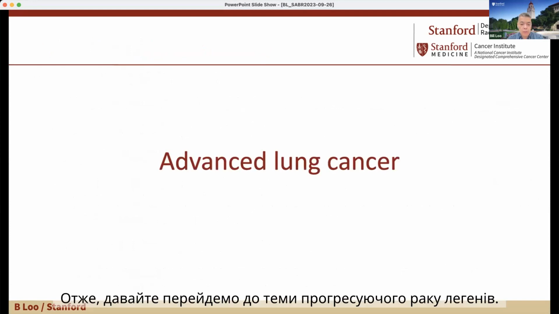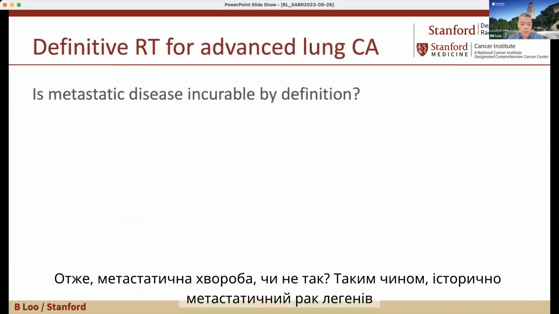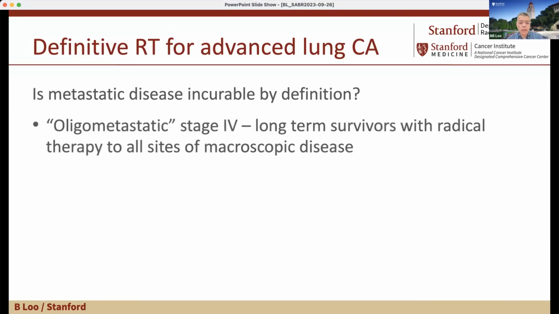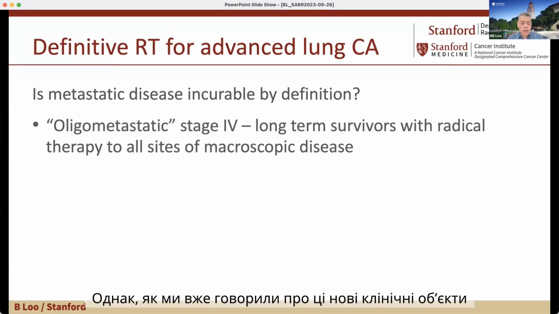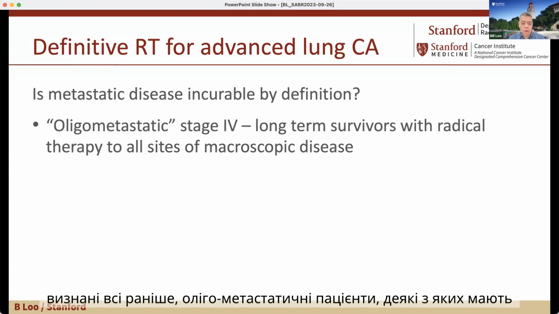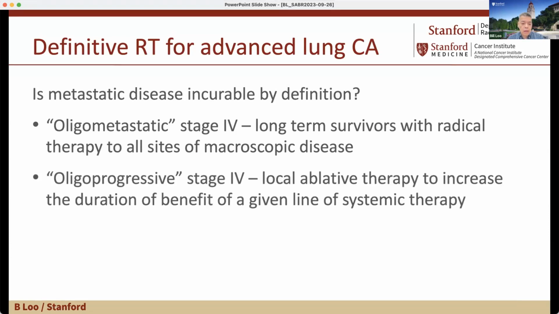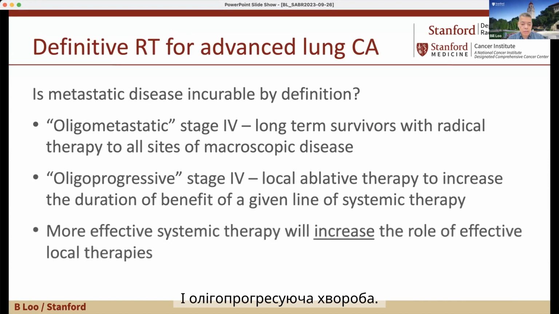So let's move on to the topic of advanced lung cancer, so metastatic disease, right? Historically, metastatic lung cancer has been considered incurable almost by definition. However, as we talked about, these new clinical entities are being recognized, oligometastatic patients, some of whom have a decent chance of long-term survival and even cure, and oligoprogressive disease.